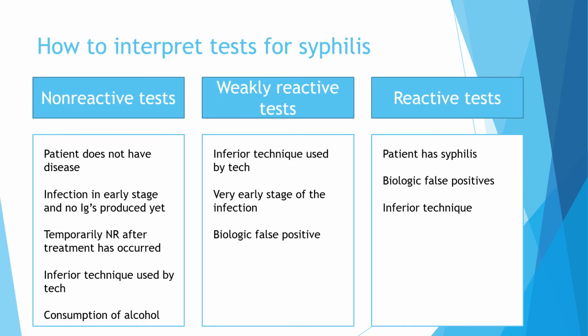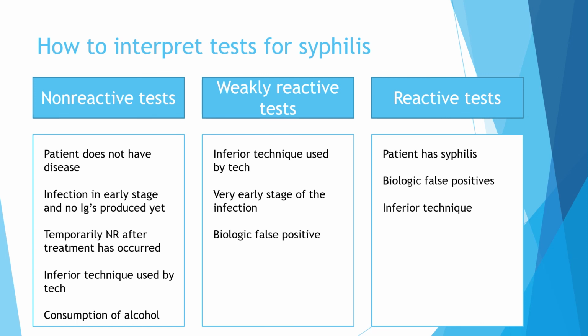Now, there are a couple of ways to interpret our test for syphilis. If we have a non-reactive test, it usually means that our patient doesn't have the disease. However, it could mean that they're just not making antibodies yet. It could mean that they have gotten some sort of treatment and now their test is non-reactive. Could be that there was an inferior technique used by the MLT, or it could mean the patient has consumed alcohol. Those are all things that give you non-reactive tests.